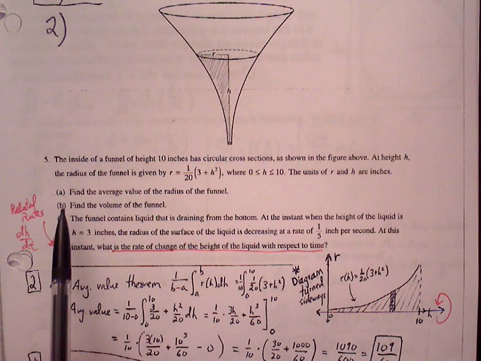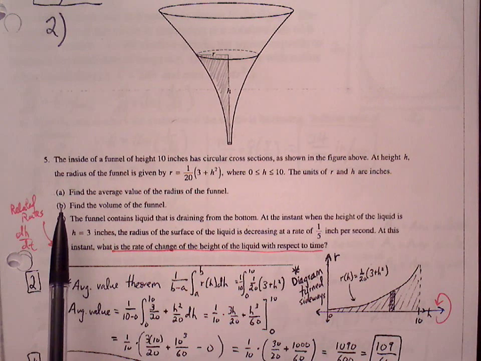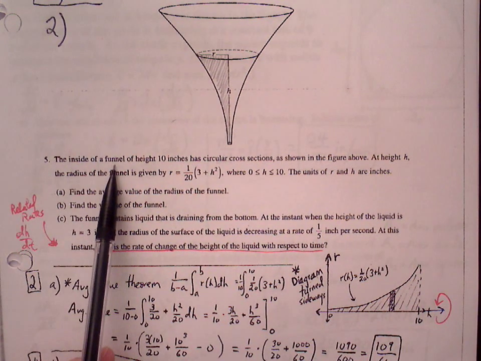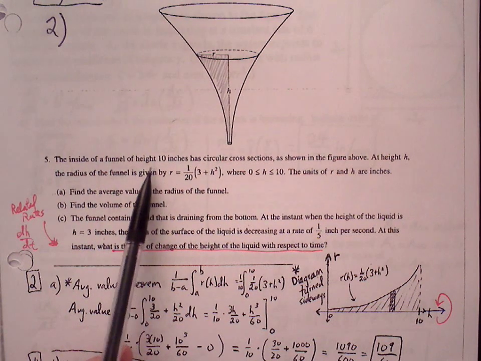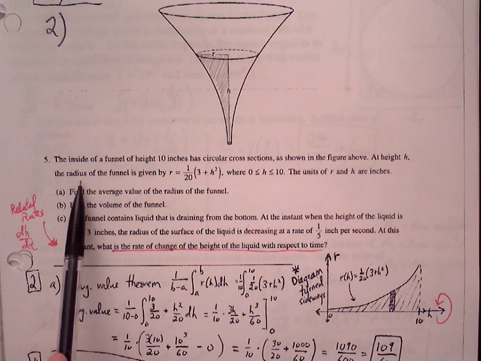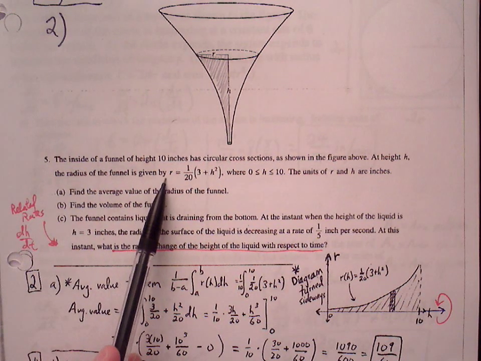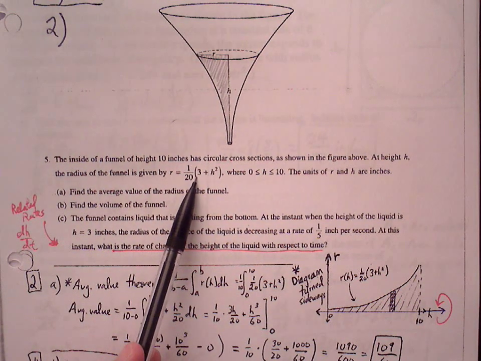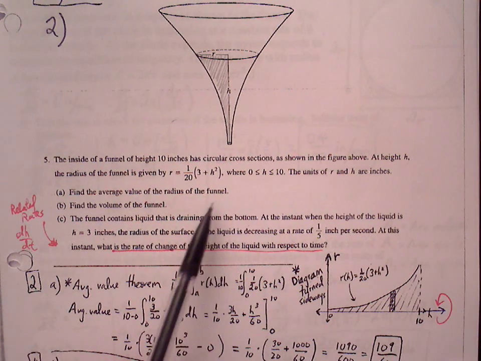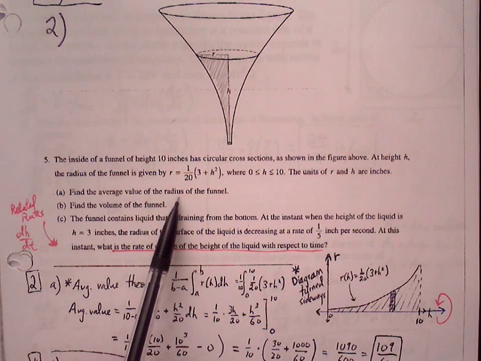This is number 2 for Related Rates AP FRQ review. The inside of a funnel, height 10 inches, has a circular cross-section as shown in the figure. At height h, the radius of the funnel is given by r equals 1 over 20, parentheses 3 plus h, squared. The units of r and h are in inches. Find the average value of the radius.